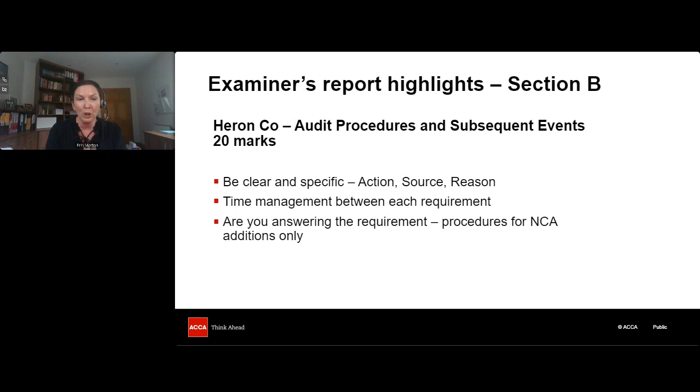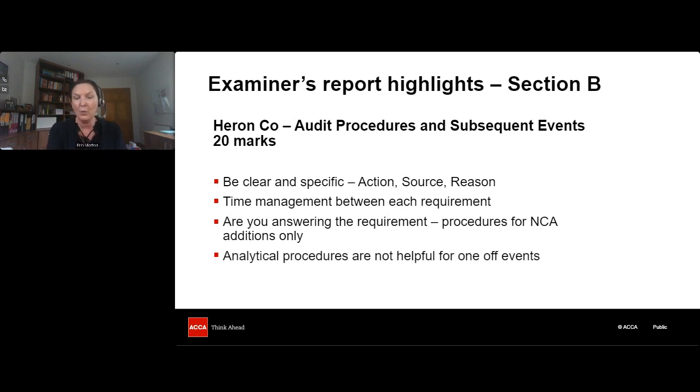Make sure that you are only answering the requirement. For example, one of the questions asked specifically for substantive audit procedures relating to non-current assets, additions only. So if you start talking about opening balances, and if you start talking about disposals, that's not going to give you any marks. So you need to make sure you are keeping to the requirement and being very careful.